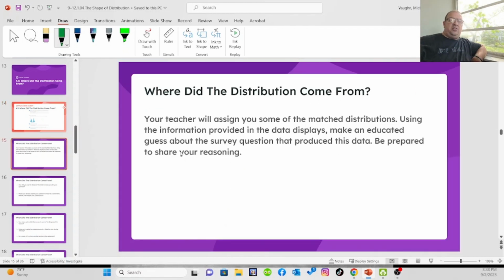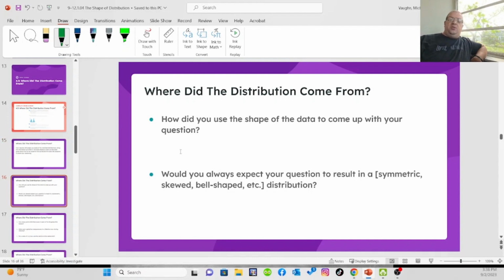So it says your teacher will assign you some of the matched distributions. I'm going to let you go through and just pick any of them that you feel comfortable coming up with a question that might have been asked in order to produce whichever matching pair you're looking at. Whether you want to work together as a group on one at a time, or whether you want to divide them up in your group so that your group can get more of them done within the time limit, that is completely up to you, whatever you're comfortable with.